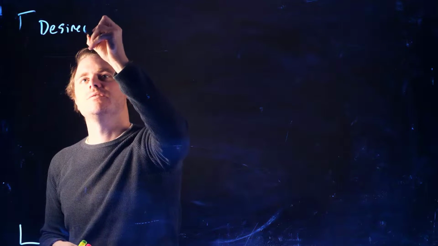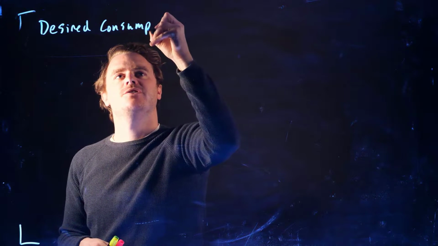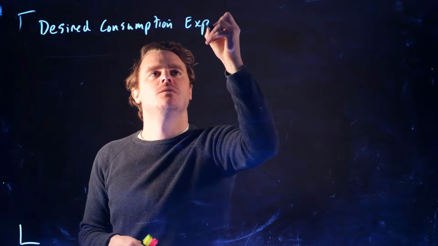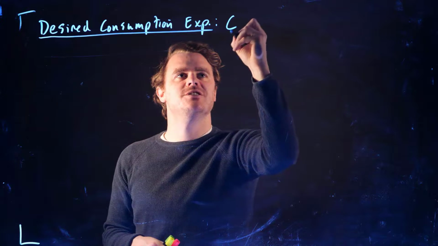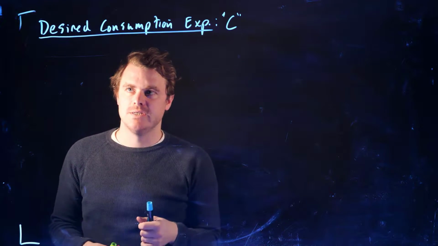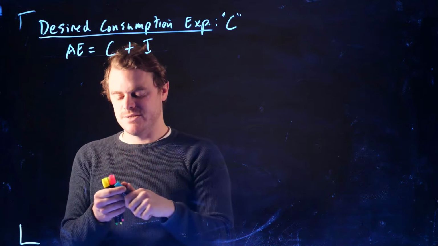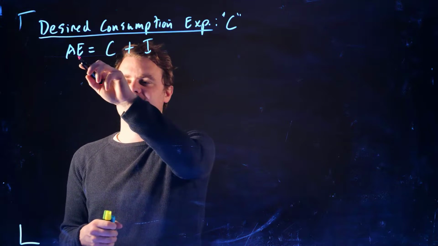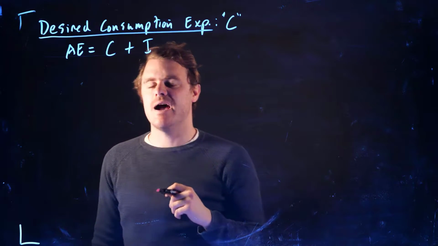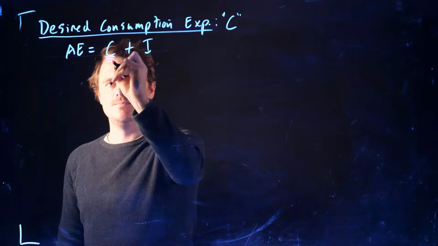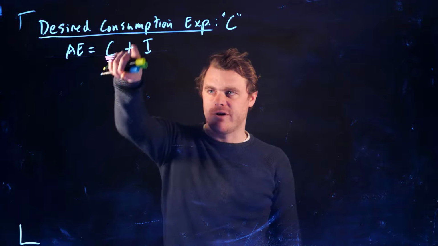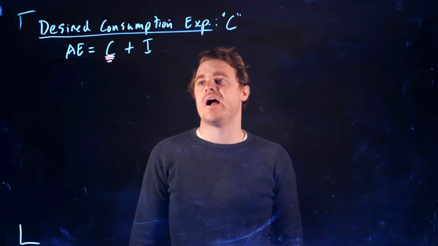All right, so now we're going to take a closer look at that first category of desired aggregate expenditure, desired consumption expenditure, which we've denoted just C in our model. In this simplified model after our assumptions, we just have AE, or desired aggregate expenditure, equals desired consumption and desired investment. I'm just concentrating on this first term on the right-hand side, desired consumption.